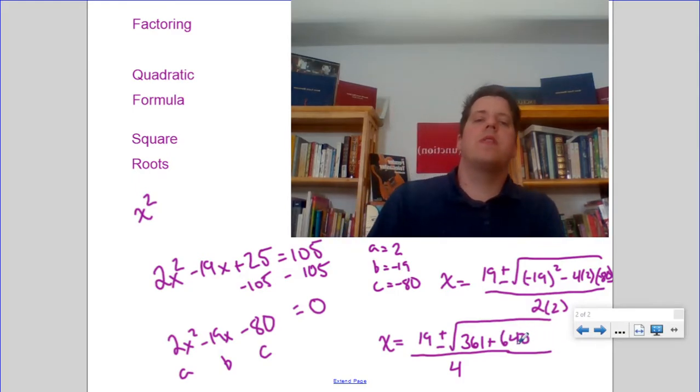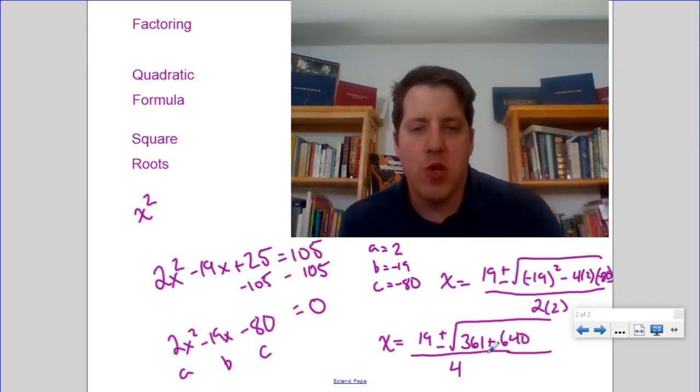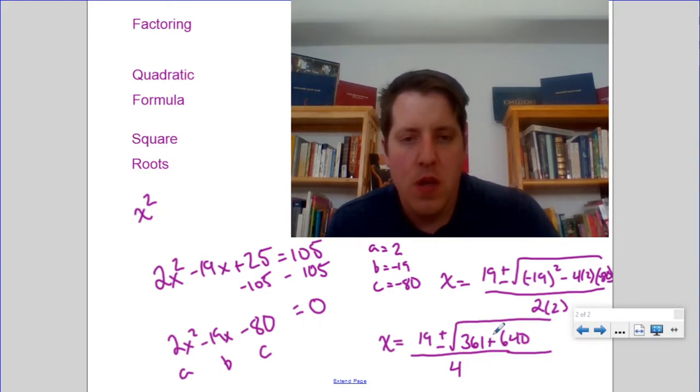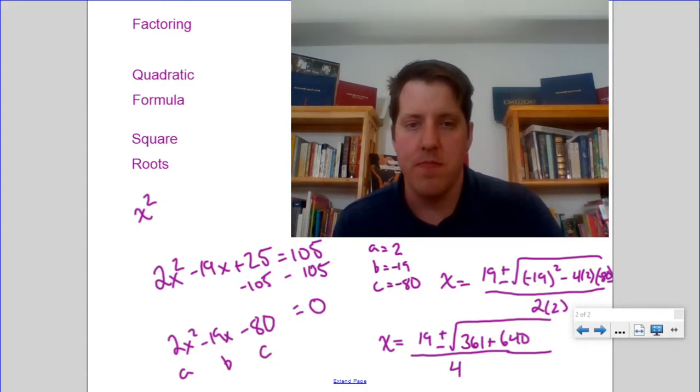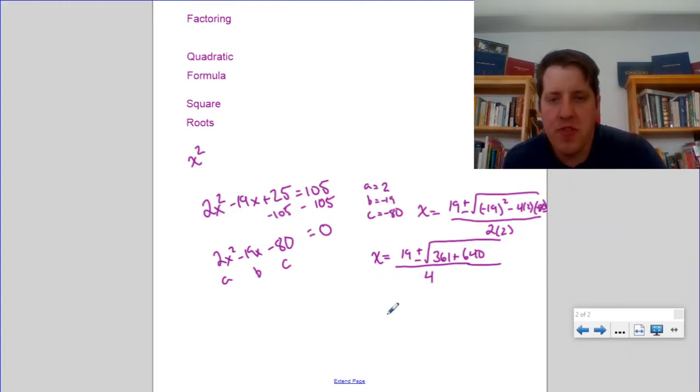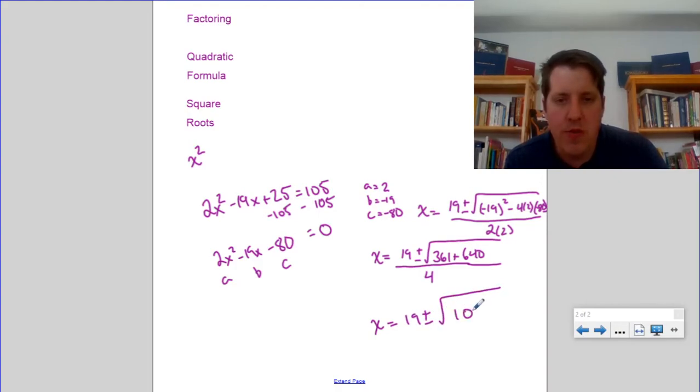Now, remember that the square root, since it's a function, acts like a grouping symbol. So we need to actually combine underneath the square root first. You'll learn in Algebra 2 that's because that's an exponent. So that actually equals 1001. So x equals 19 plus or minus the square root of 1001 all over 4.